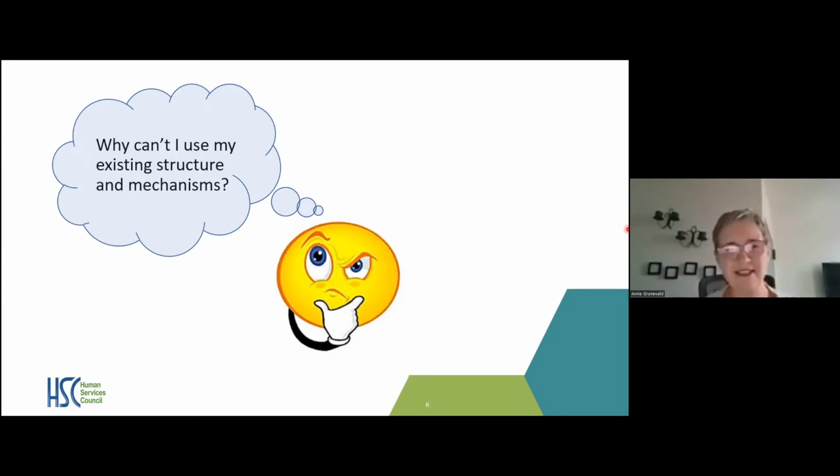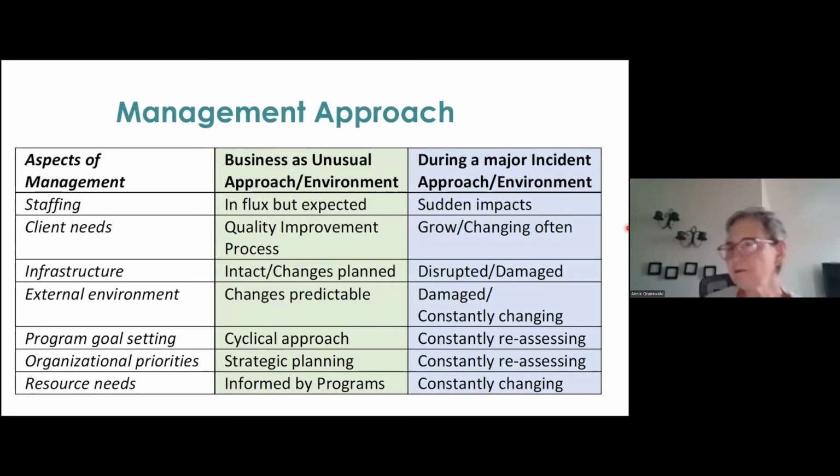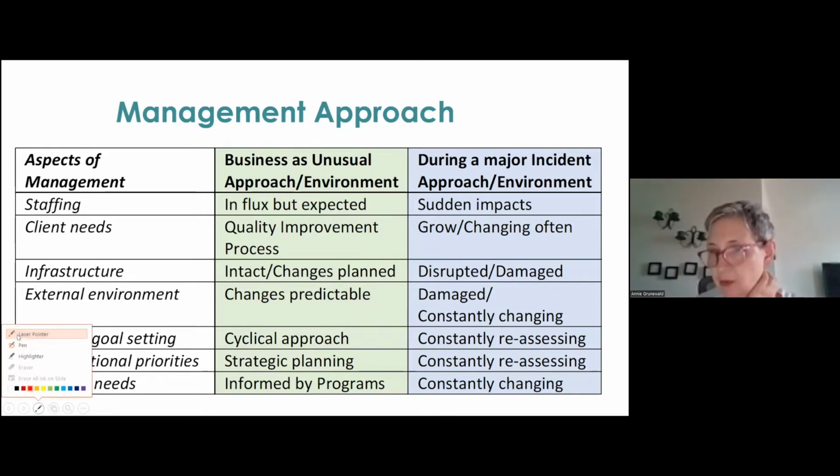But you have to remember that that structure was made for a particular kind of environment, under specific conditions. So what I'm going to look at is the two environments, your business as usual environment and the environment where you're trying to recover from an incident, and see how those are different and why a different type of structure might work for you during that phase. So let's just take a look. We have here on the left different aspects of managing your organization. And then here it talks about business as usual.